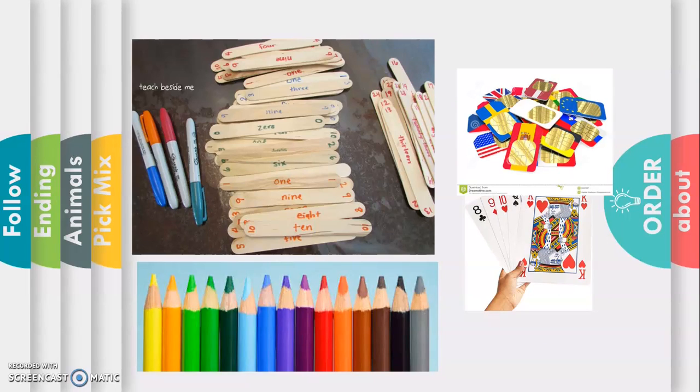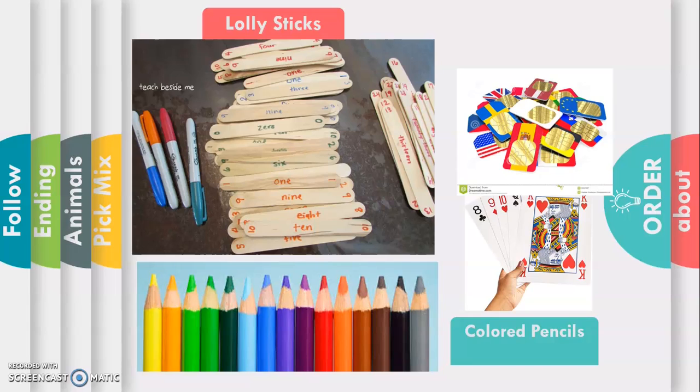So here we have lolly sticks. This is how you can prepare. So simple. You need only a little bit of material to do this. Wooden sticks can be done an easy way. Colored pencils are these. You can use them.